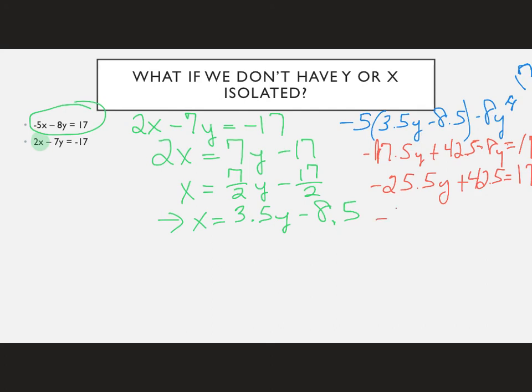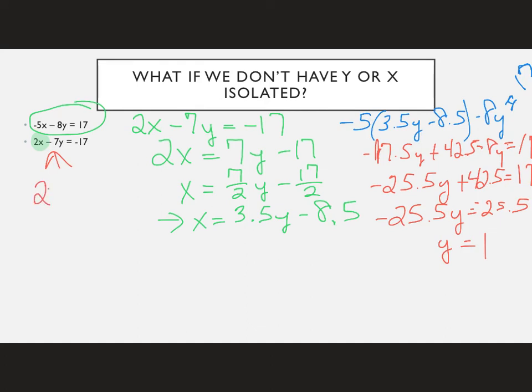So I get negative 25.5y equals 17 minus 42.5, which is negative 25.5. So when I divide, I get y equals 1. All that work, and I got a nice round number. So I have y equals 1. I'm going to put that back into this original equation.